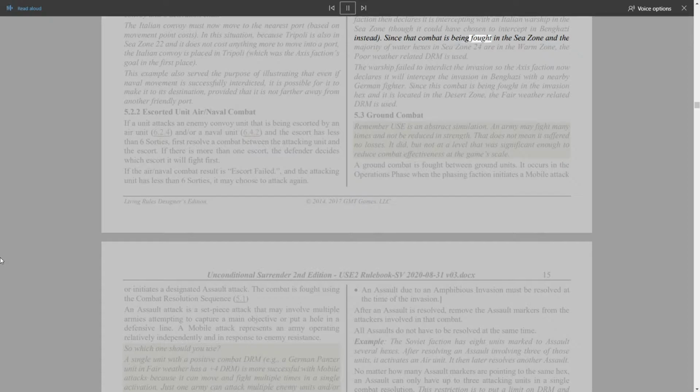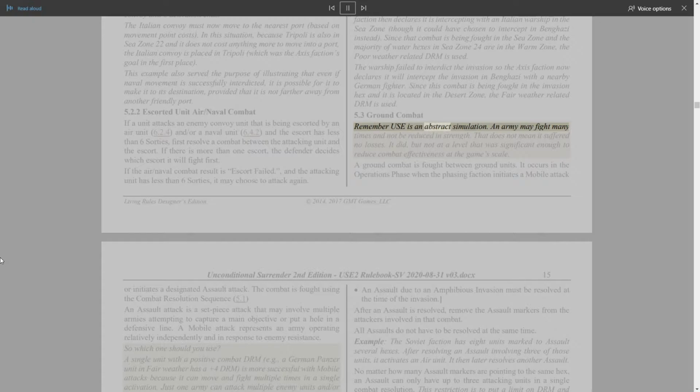Since that combat is being fought in the sea zone, and the majority of water hexes in sea zone 24 are in the warm zone, the poor weather-related DM is used. The warship failed to interdict the invasion, so the Axis faction now declares it will intercept the invasion in Benghazi with a nearby German fighter. Since this combat is being fought in the invasion hex, and it is located in the desert zone, the fair weather-related DM is used. 5.3 Ground combat.